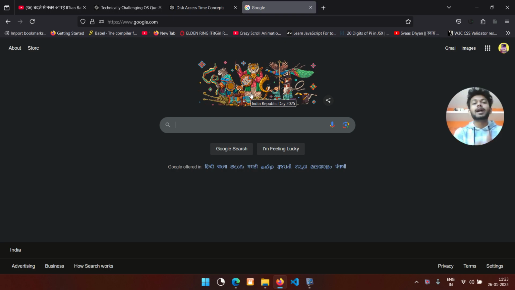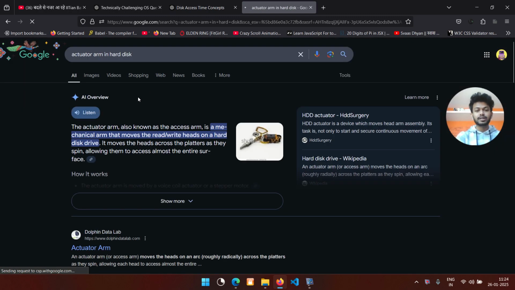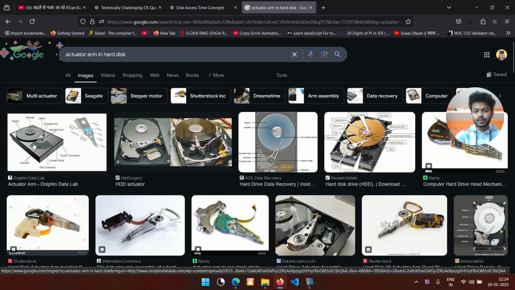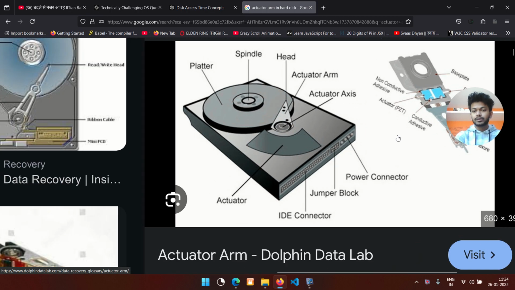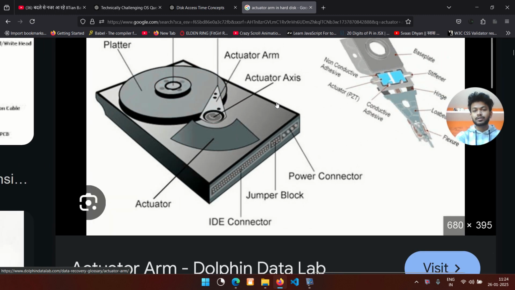What is seek time? Before understanding what is seek time, let us have a look at how the read and write head in the actuator arm on a disk drive looks like. Let me just show you. Actuator arm on a hard disk drive. So this is the head. This is the actuator arm. This is the actuator axis.